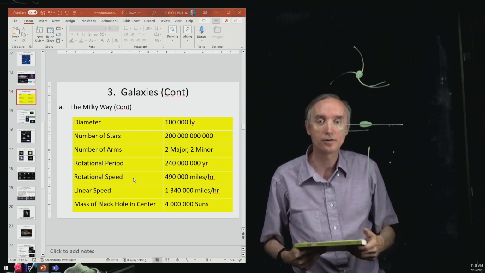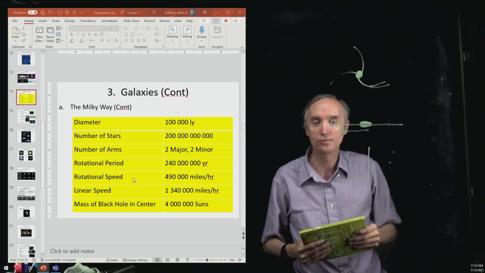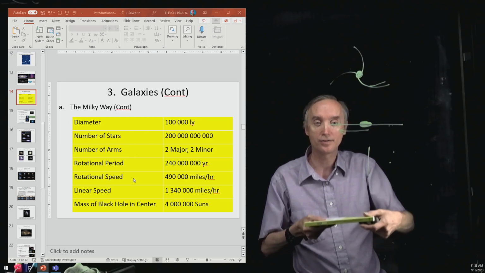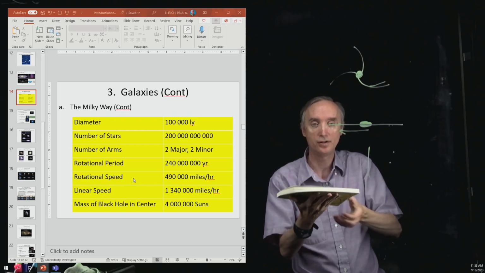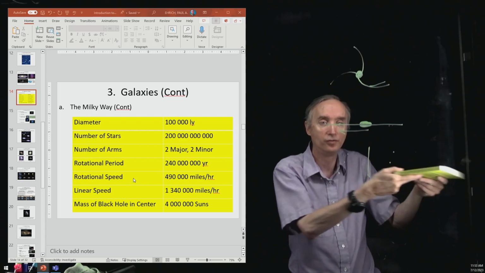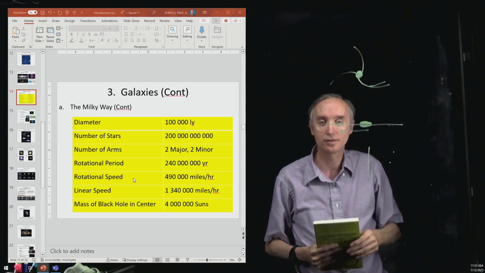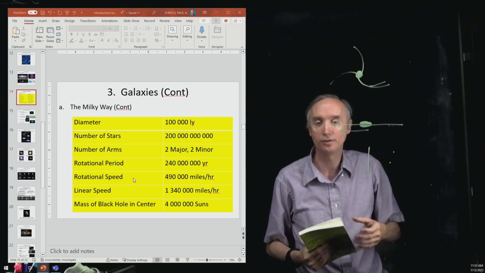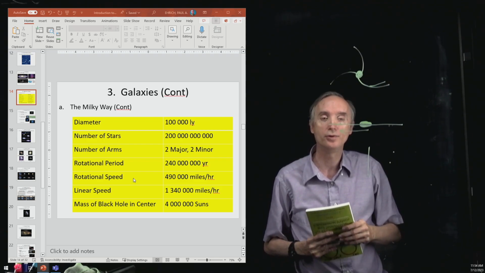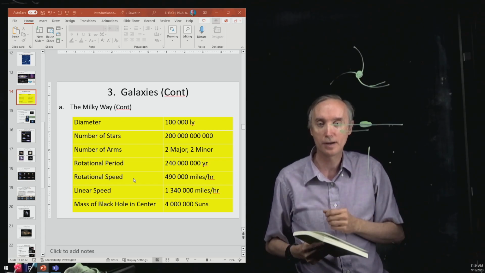And so the speed of our sun as it goes around is 490,000 miles per hour. And then, in addition to that, our galaxy, in addition to doing this, is doing this. It's moving sideways through the universe. And it has a linear speed of 1,340,000 miles per hour.